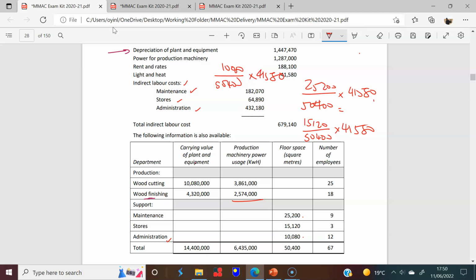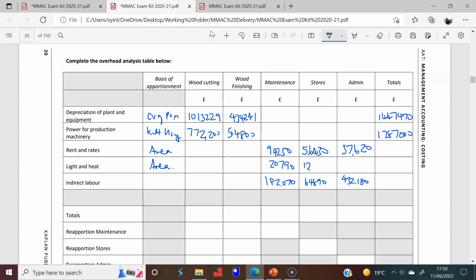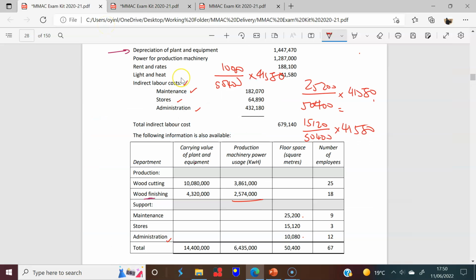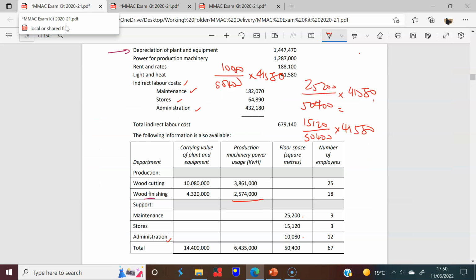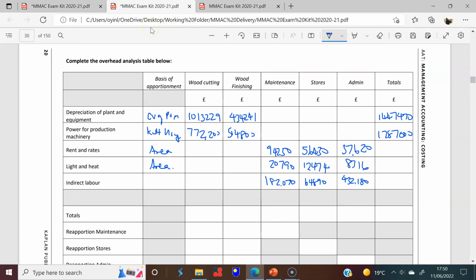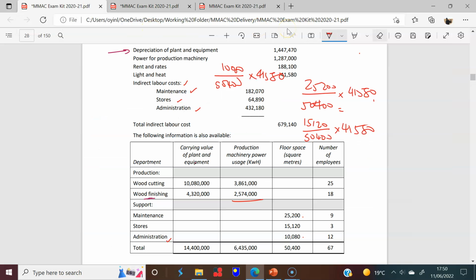Then we have the next one, which is 15,120 divided by 50,400 times 41,580. And that's 12,474. And then the final one is 10,080 divided by 50,400 times 41,580, which is 8,316. And we are pretty much there. So these, of course, should add up, but it's good to always test it. The rent and rates should add up to the 188,100. The light and heat should add up to the 41,580.